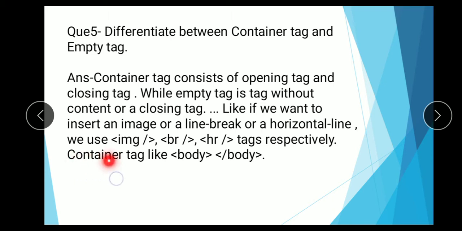But a container tag is like body and body close. It means a container tag consists of opening and closing tags, like here opening and here closing. But an empty tag has only an opening tag, like image or br. So these are the differences between container tag and empty tag.